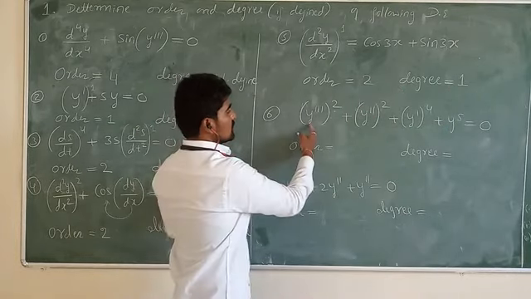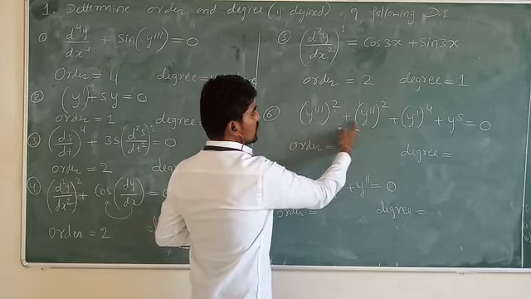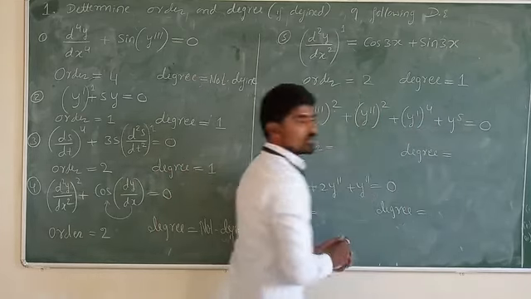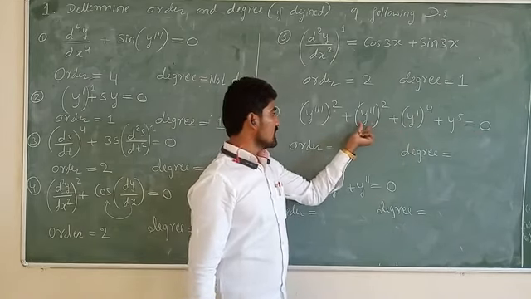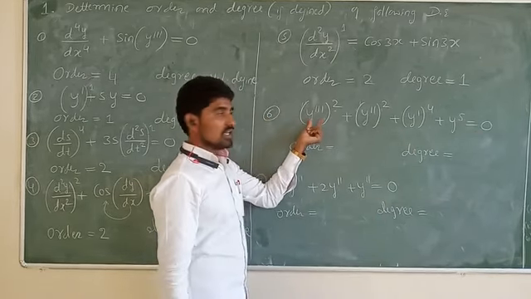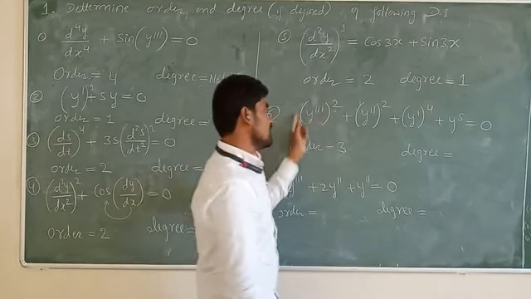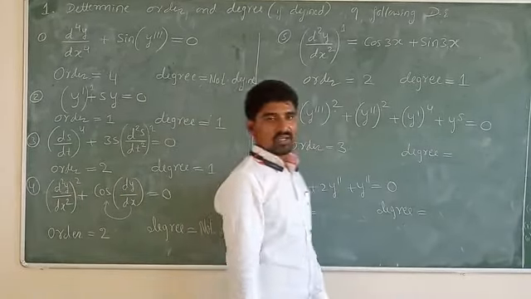Now, (y''')^2 plus (y'')^2 plus (y')^4 plus y^5 equals 0. This has first order, second order, and third order derivatives. The highest is third order. Therefore, the order of the differential equation is 3. And this differential equation is polynomial in derivative.